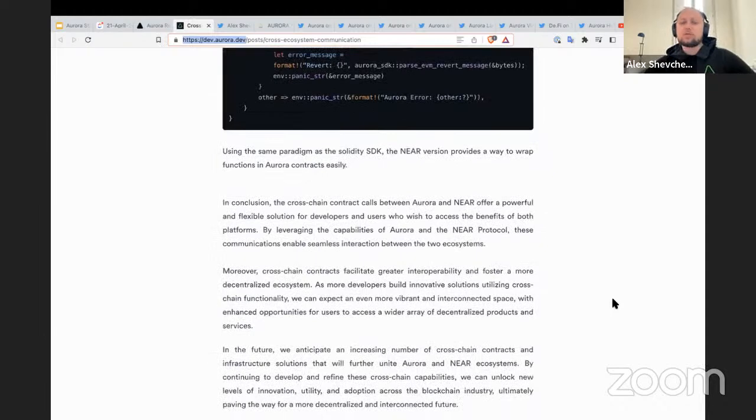We do believe that cross-contract call functionality for the Aurora ecosystem sets it apart from anything else that exists on the market in terms of app chain technologies, so solutions like Avalanche subnets, or parachains, or Cosmos SDK. The biggest reason for it to be a very separate and deep solution is exactly this cross-contract call functionality.